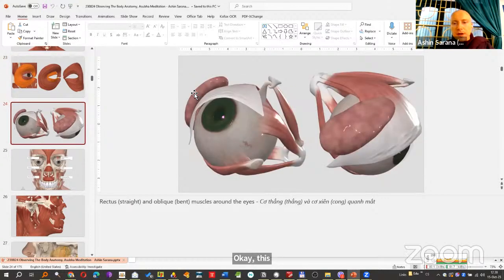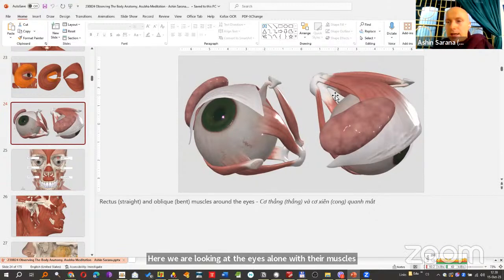Now here we are looking at the eyes alone with their muscles. The eyeballs need to have muscles attached to them so that the eyeballs can turn to the left, right, up, down, and around clockwise and counterclockwise and so on. That all is possible thanks to the group of muscles that govern that motion.